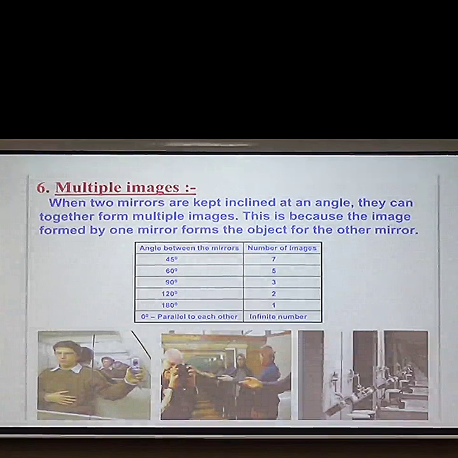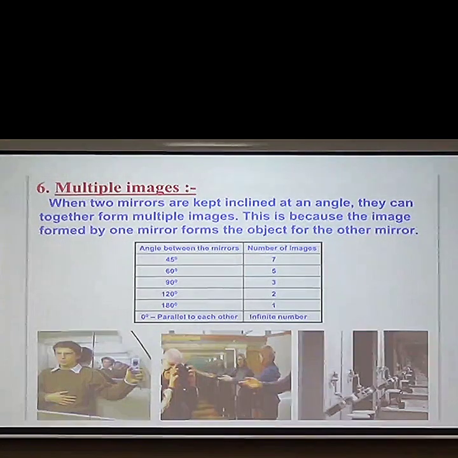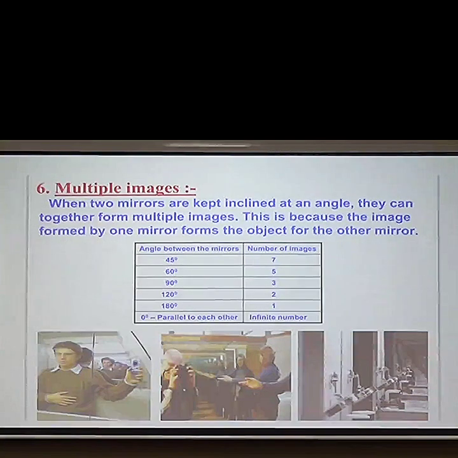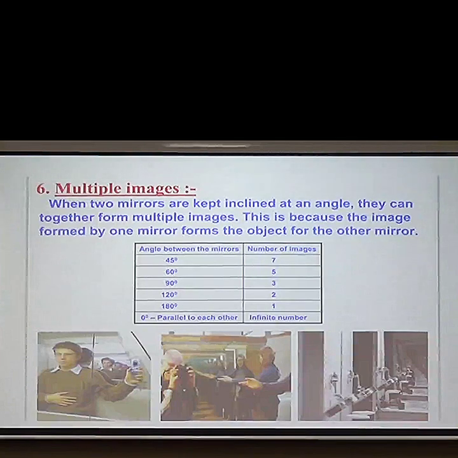There is a formula also to deduce this: if the angle between two mirrors is theta, the number of images formed is 360 divided by theta, minus 1. Suppose the angle between two mirrors is 90 degrees. Therefore, 360 divided by 90 is 4, minus 1 is equal to 3.